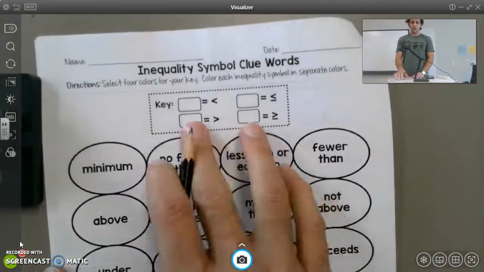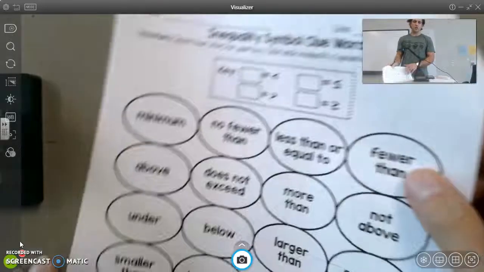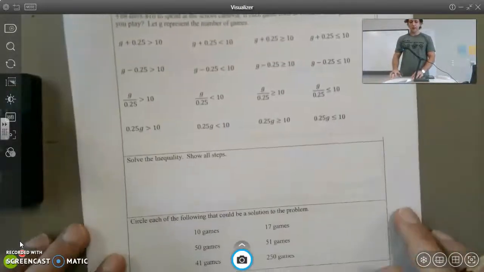You can use this key and color them 4 different colors based on which symbol they would be, or you can just write the symbols in, either way. All right.